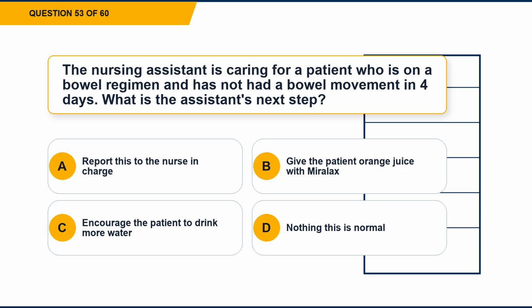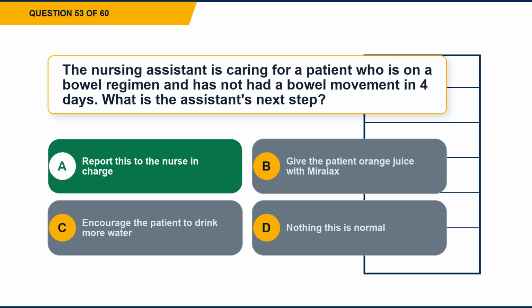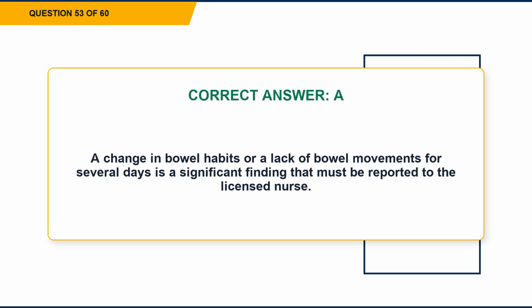Explanation. Aides should not involve themselves in the legal or financial affairs of residents to avoid conflict of interest. Question 53. The nursing assistant is caring for a patient who is on a bowel regimen and has not had a bowel movement in 4 days. What is the assistant's next step? Option A. Report this to the nurse in charge. Option B. Give the patient orange juice with Miralax. Option C. Encourage the patient to drink more water. Option D. Nothing, this is normal. The correct answer is option A. Report this to the nurse in charge. Explanation. A change in bowel habits or a lack of bowel movements for several days is a significant finding that must be reported to the licensed nurse.